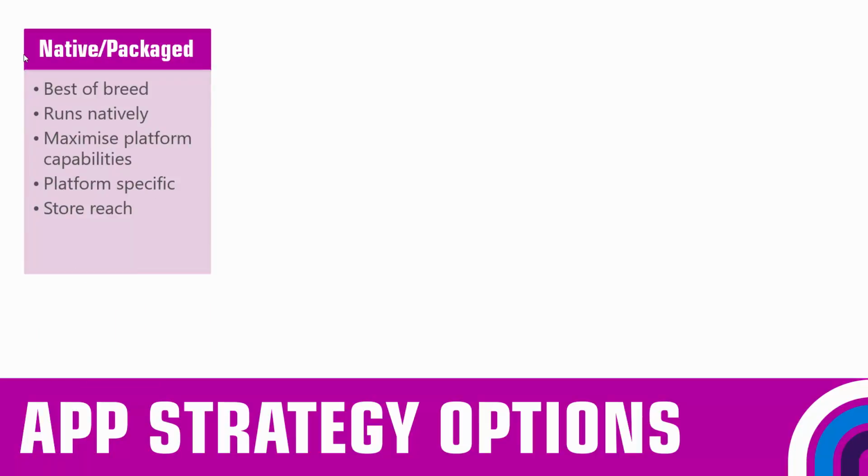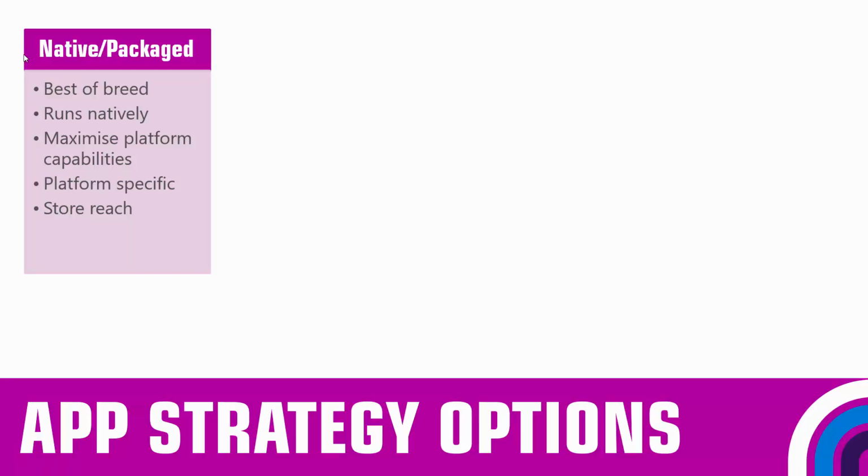So this is an app that's been designed and built specifically for a particular operating system. Let's say iOS. So somebody's built an app for iOS. It's been written in Swift or Objective-C. It's designed to work with the iOS system. It runs natively on the platform. It uses platform capabilities, and it's specific to that platform. It goes into the App Store and users download and store it.